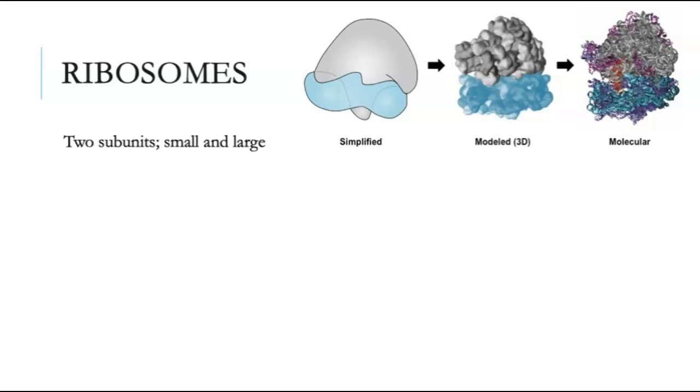Each one of these subunits is made out of the rRNA. Remember that rRNA is ribosomal RNA. So part of the ribosome itself is made of RNA and the rest is made of proteins.